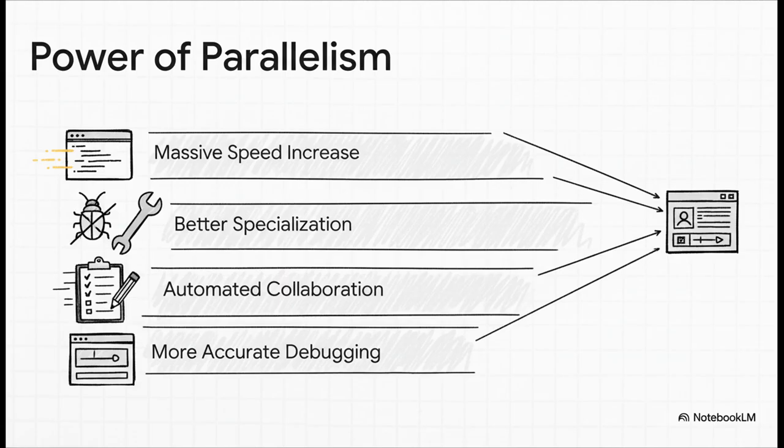The first big ingredient in that secret sauce is parallelism. So instead of one AI chugging along step by step, you've got a whole team firing on all cylinders at once. Just picture it. The code agent is building a brand new feature while the test agent is simultaneously running checks on the existing code. It's this coordinated, parallel work that gives you that massive speed boost.